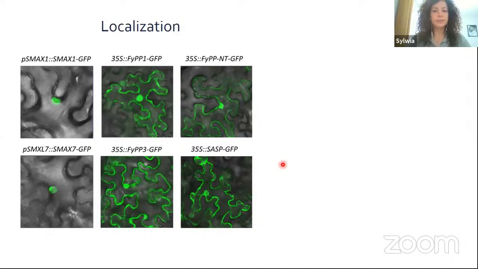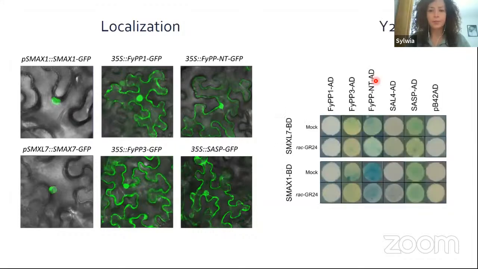So based on this, we concluded that SMAXs have some overlapping expression pattern with the PP6 complex components. Therefore, there might be an interaction between them. So in the next step, we performed yeast two-hybrid analyses. And the blue color indicates interaction.